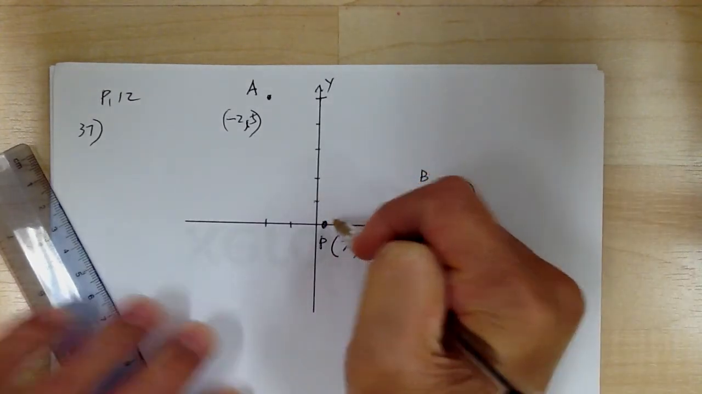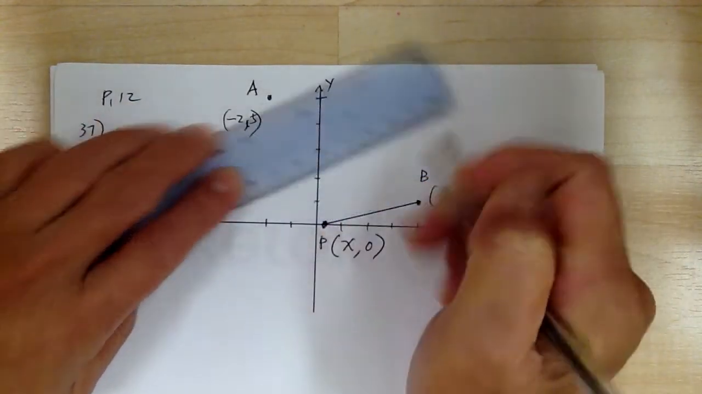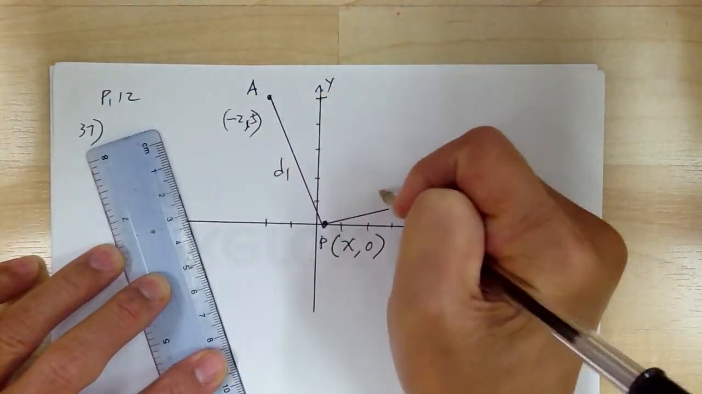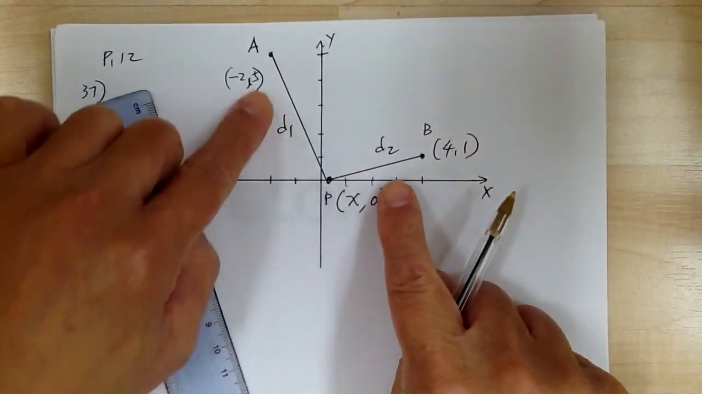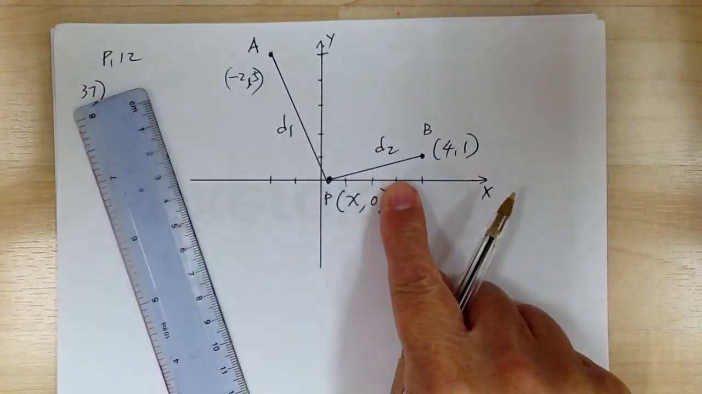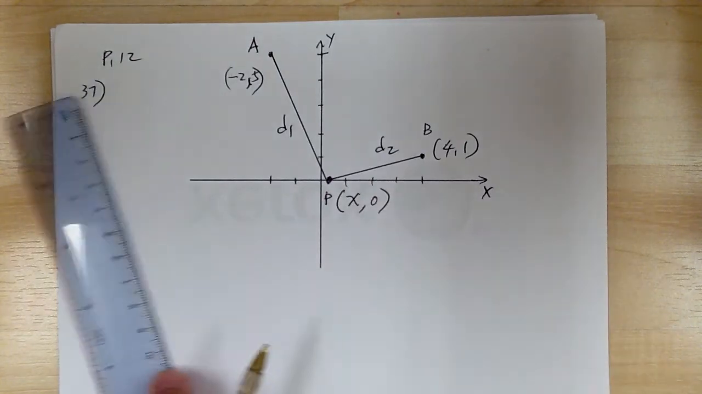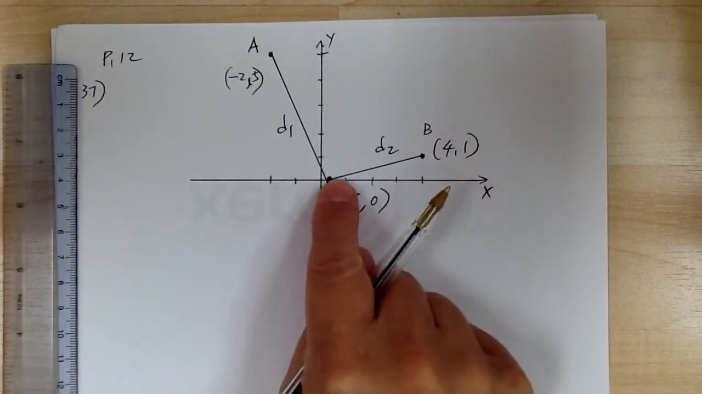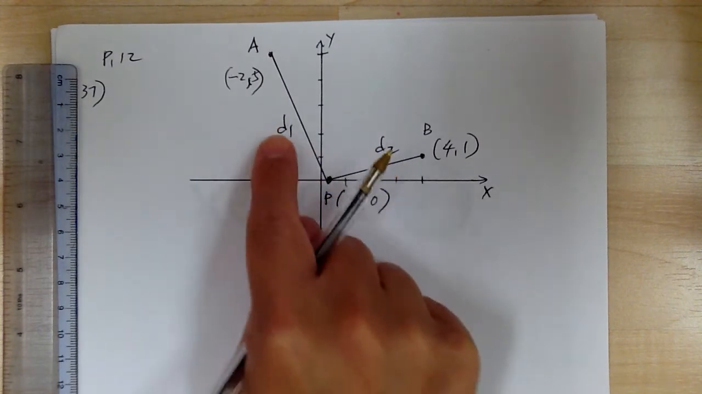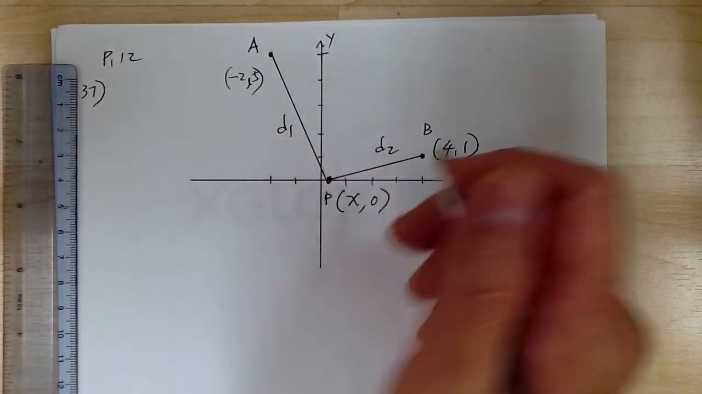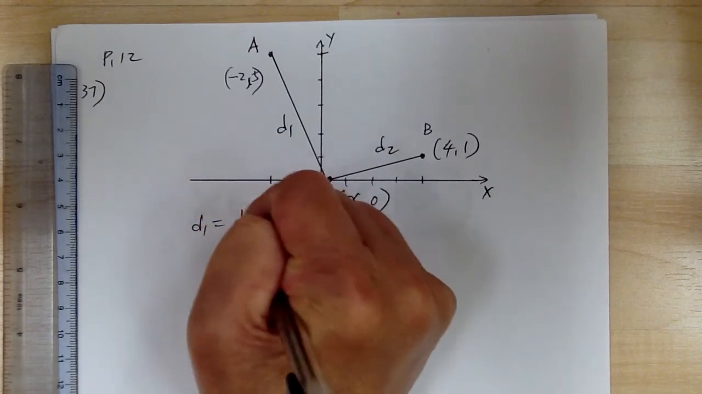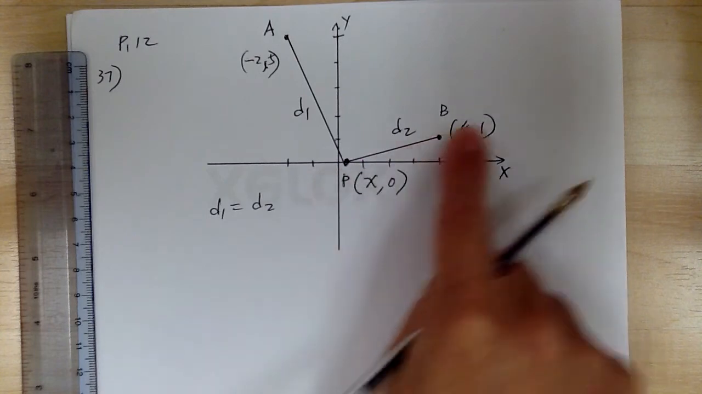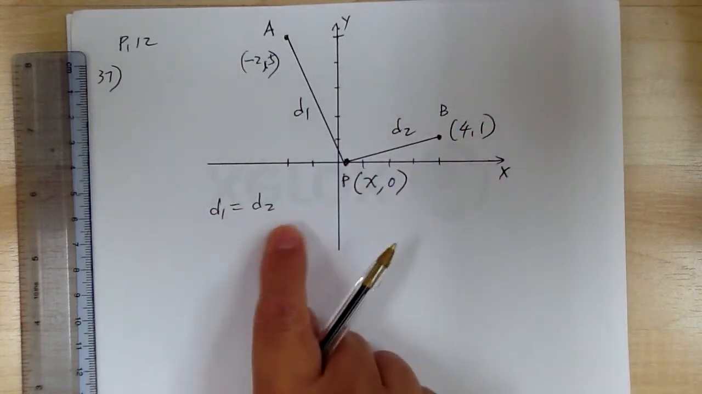Next, you draw your distances. Let's call this D1 and let's call this D2. Obviously, you can see that they are not the same right now, but that's okay. Just draw the pictures so they can help you visualize. The problem is you need to find where this point would be so that they're equal distance. Equal distance means D1 equals D2.